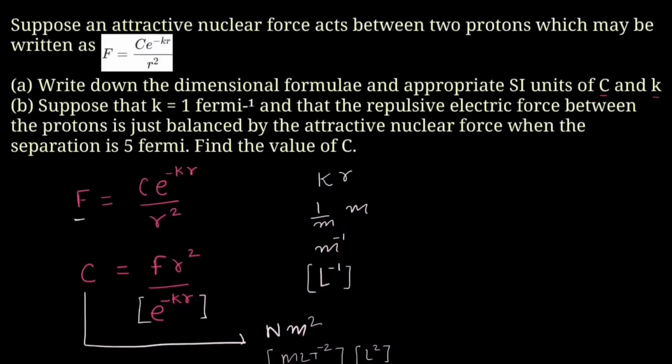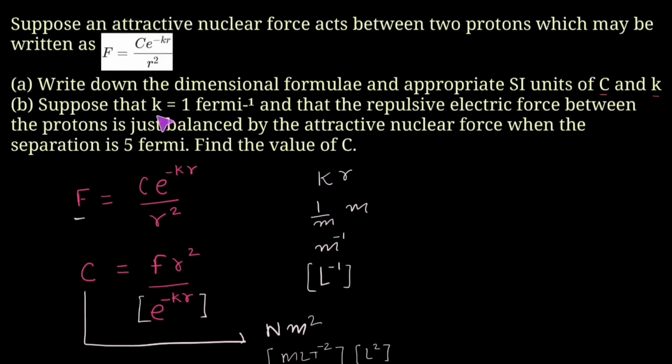Coming to the second part of the problem, the value of K is given to us as 1 Fermi inverse, and 1 Fermi is nothing but 10 power minus 15 meters. So its inverse is the value of K which is given in the question. So the value of K would be 10 power 15 per meter. This is given in the question.